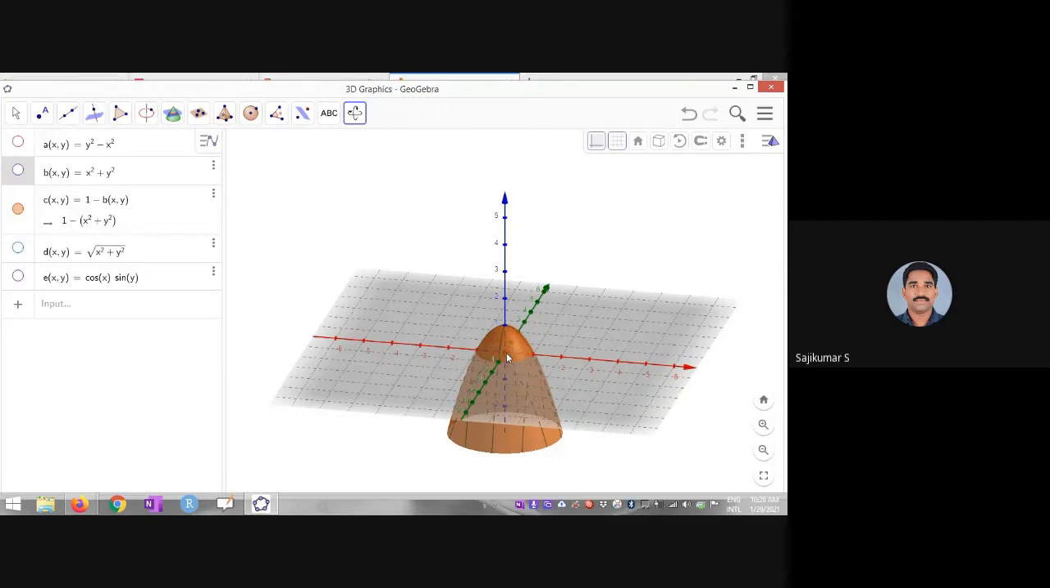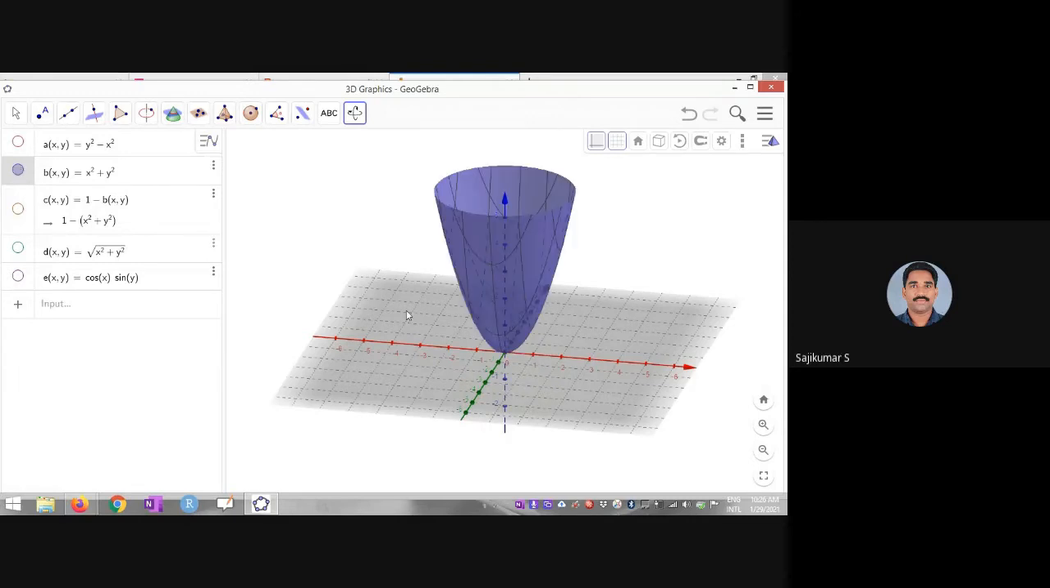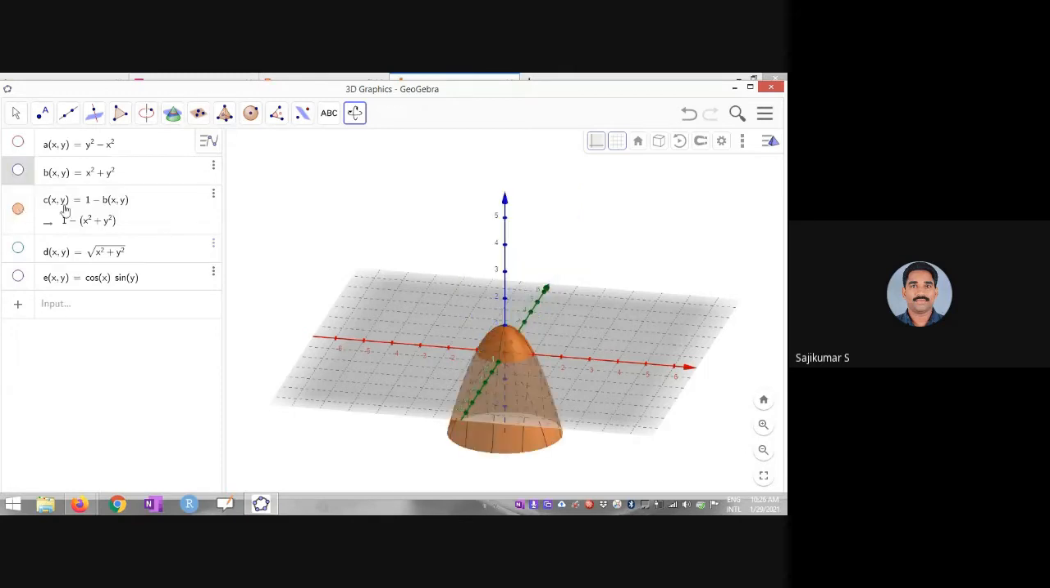So the point 0, 0 for this function is acting like a local maxima, and the same origin is acting like a relative minima for the paraboloid surface. It is a relative maxima for the inverted paraboloid lifted 1 unit above the xy plane.